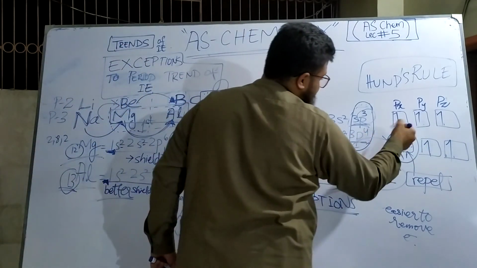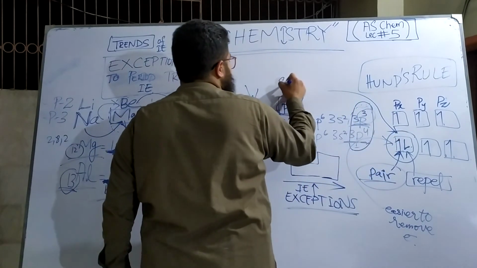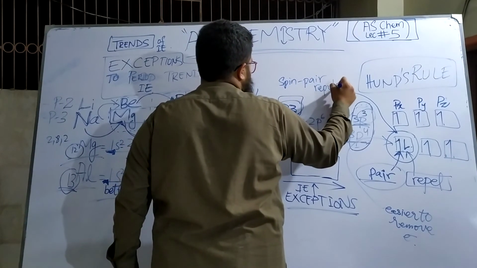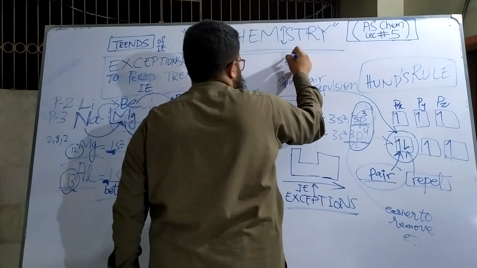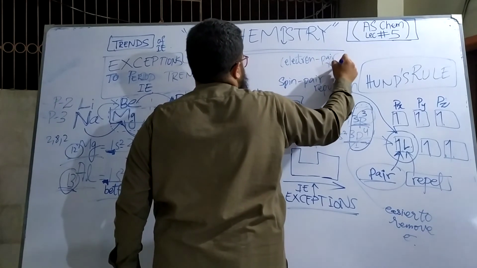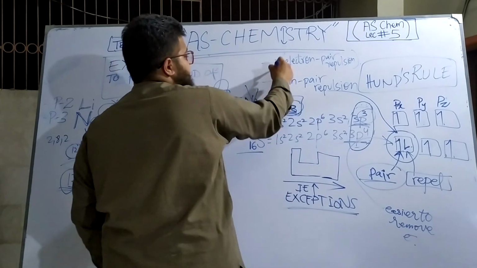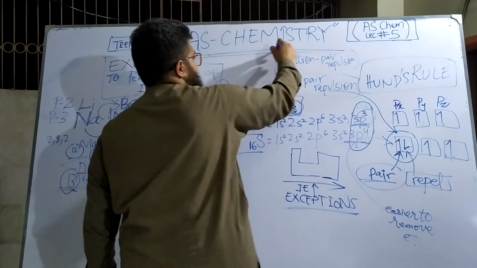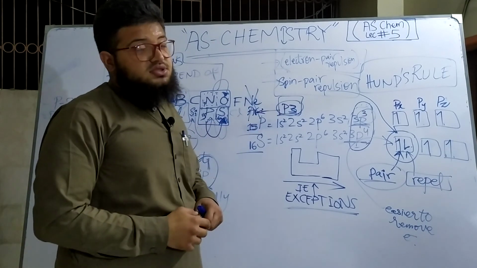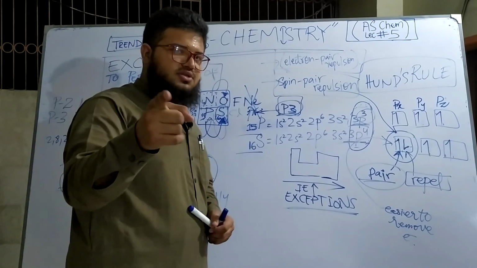This effect of pairing leading to reduced ionization energy is called spin pair repulsion or electron pair repulsion. This key term has the marks. You can use either of these two terms in your answers, but you must use them because these terms carry the marks. That's it. In the next video, we are going to talk about the successive ionization energies.